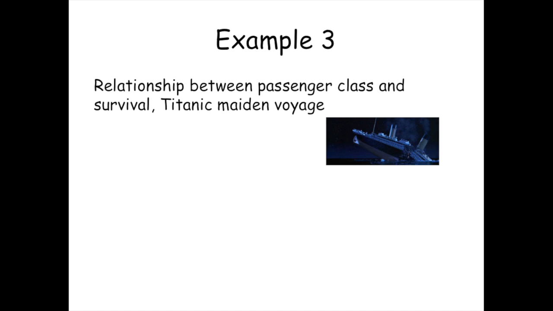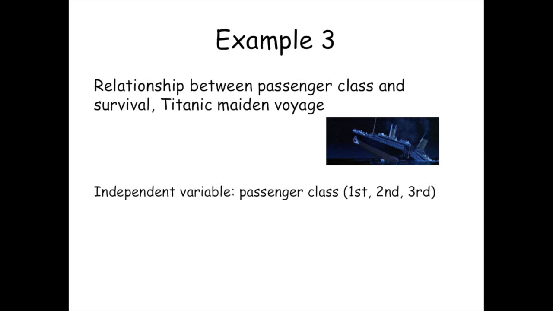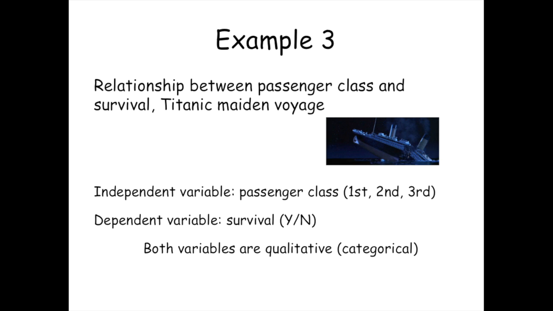Here's a third example. Researchers were interested in whether there was a difference in survival by passenger class for passengers on the Titanic's maiden and only voyage. The independent variable is passenger class. The dependent variable was survival status. Both the independent and dependent variables are categorical.